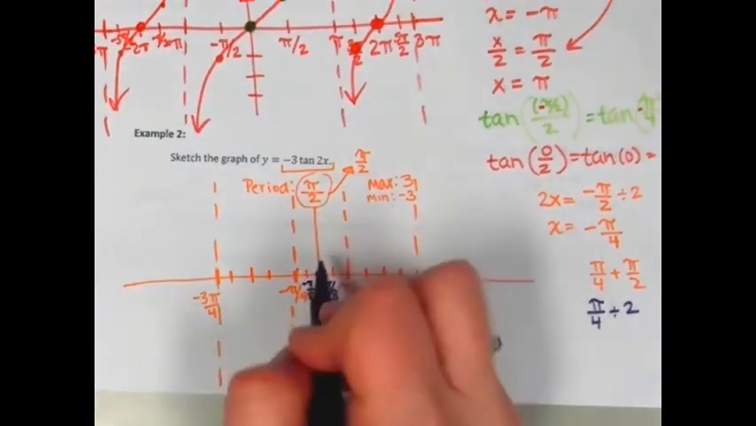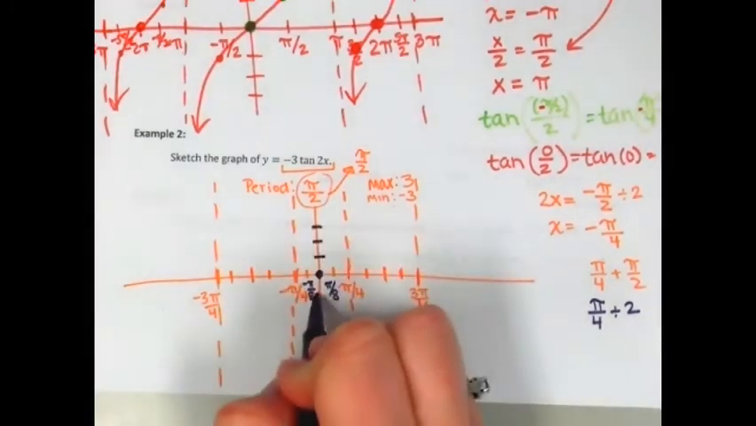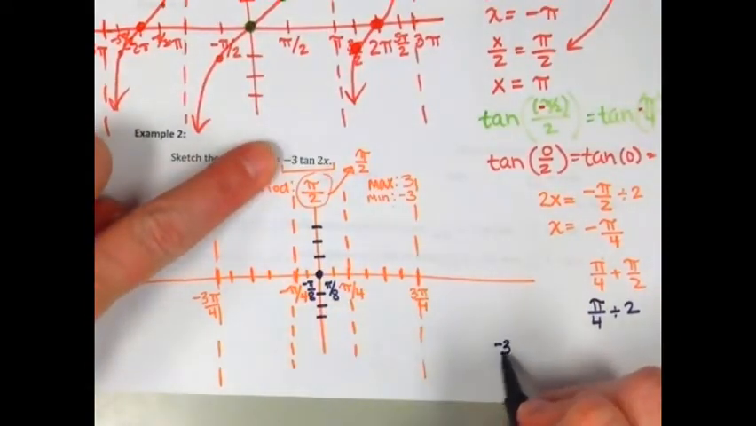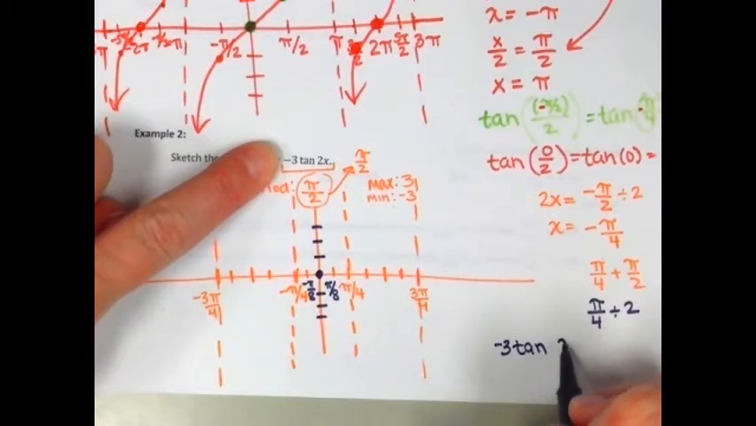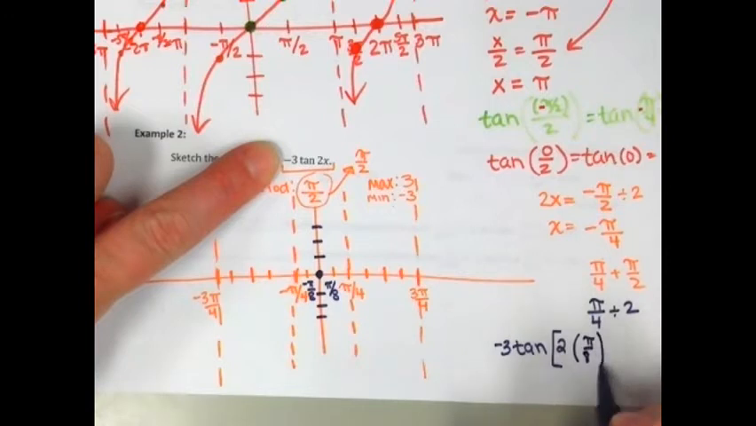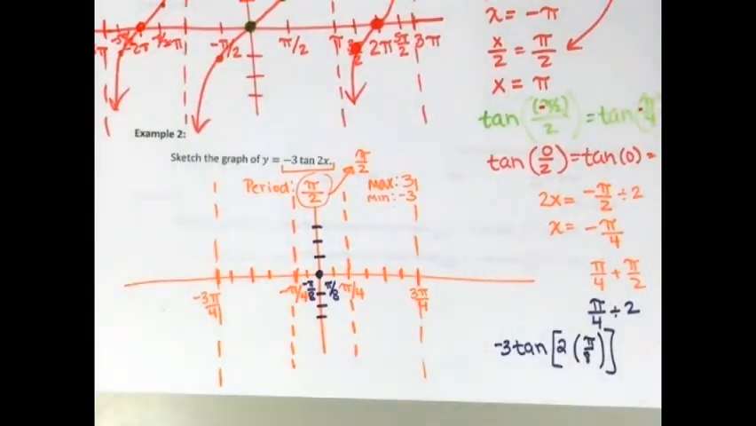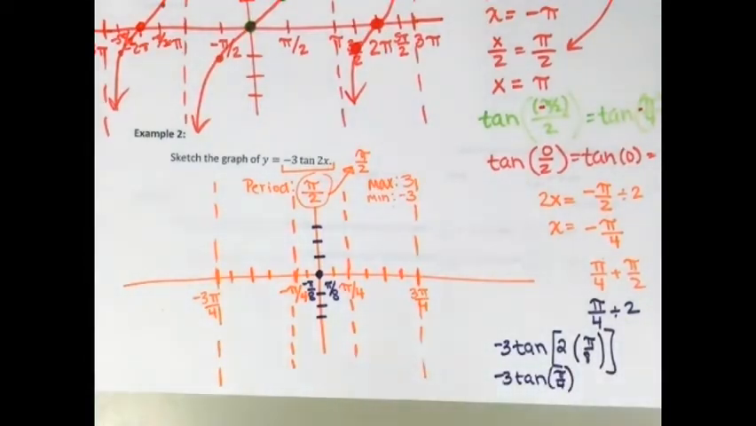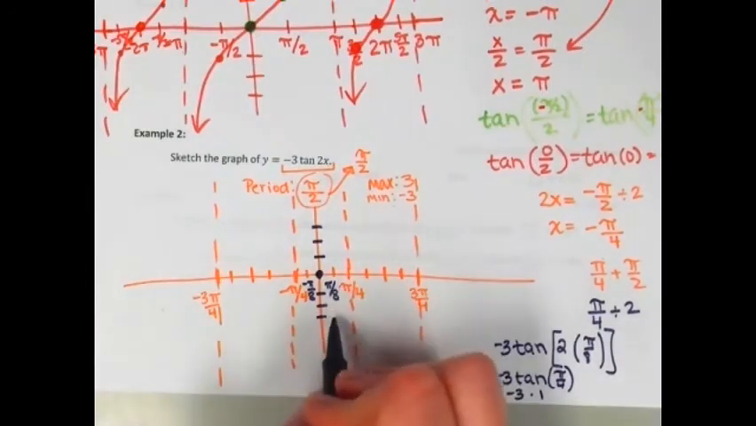Now, 2 ways we can do this. The first way is let's just plug it in, pi over 8. So you have negative 3 times the tangent of 2 times pi over 8. What's 2 times pi over 8? Pi over 4. In your calculator, guys, what's the tangent of pi over 4? 1. And what's 1 times negative 3? Negative 3.